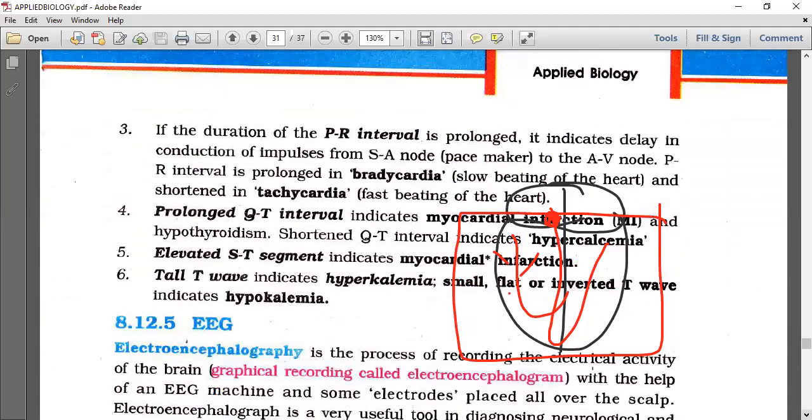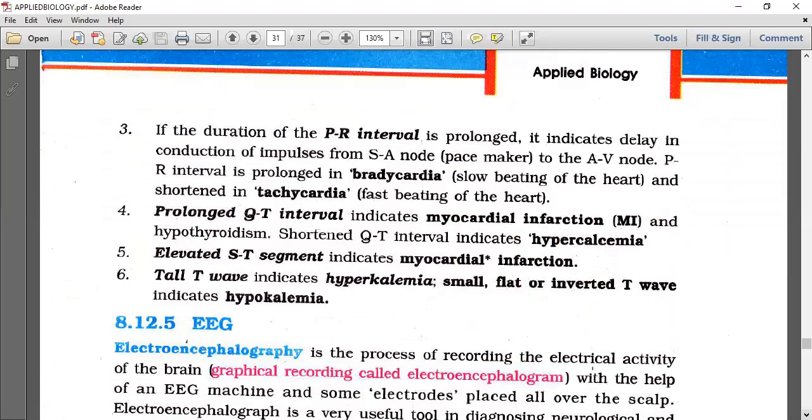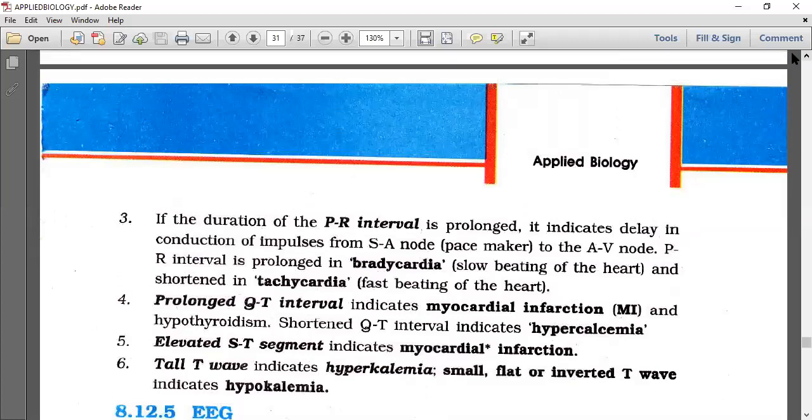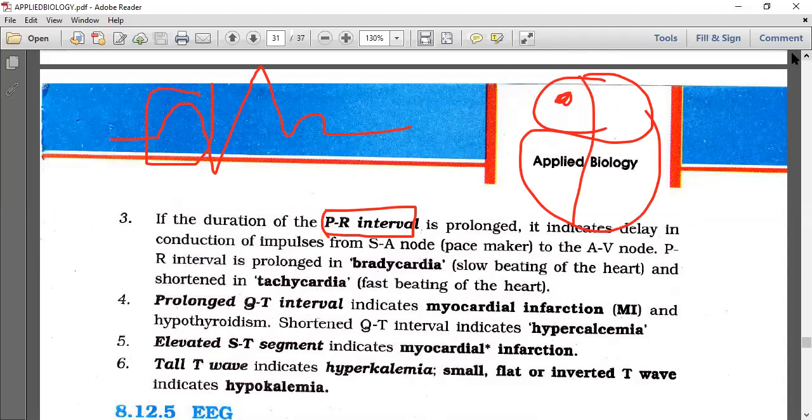The duration of the PR interval. What is the PR interval? We need to know. First of all, I'll show you the PR interval once again. The PR interval is nothing but atrial systole. This box, isn't it? If PR interval is prolonged, it means atrial systole is prolonged. What does this box indicate? Delay in the conduction of impulses, because prolonged atrial systole means the SA node is getting affected. The impulse from the SA node to the AV node is going to be late, from here to here.